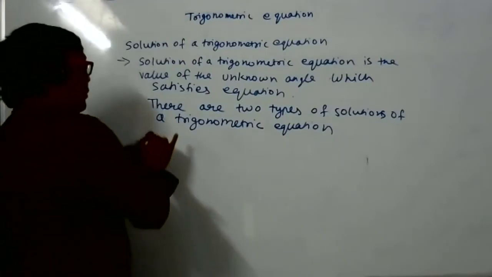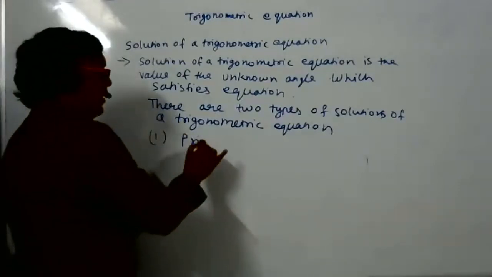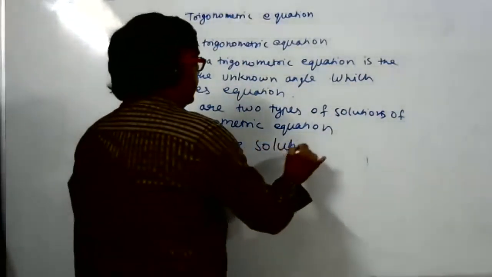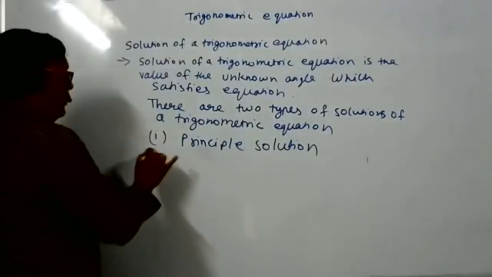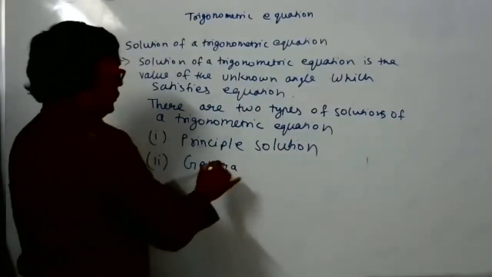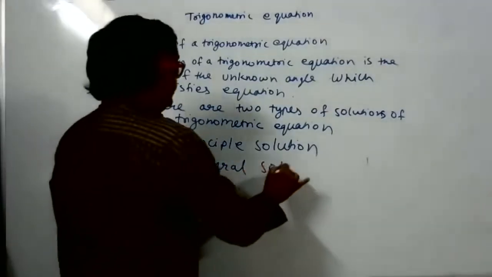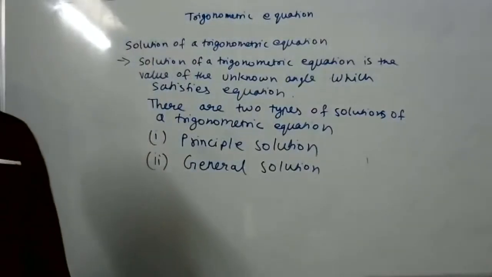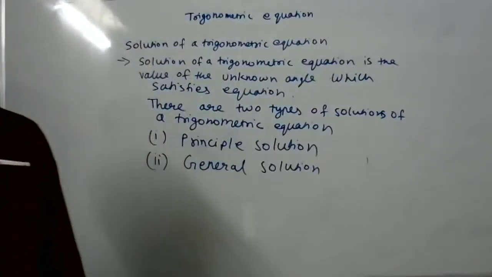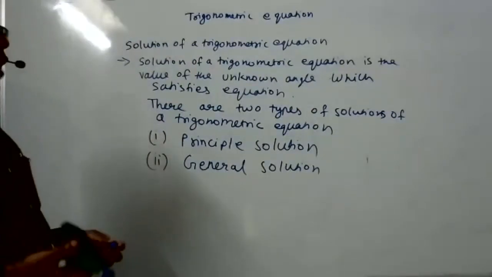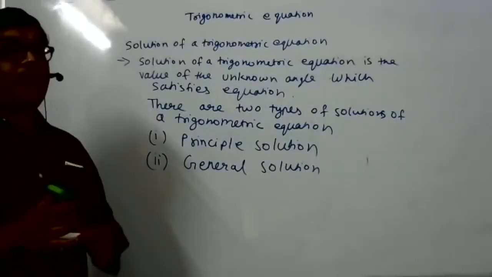First one, principal solution. In the exam, they will say find the principal solution. Next one, write down, second one, general solution. There are two types of solution. First one, principal solution. Second one, general solution. Now one by one we will study what we mean by principal solution, what we mean by general solution.